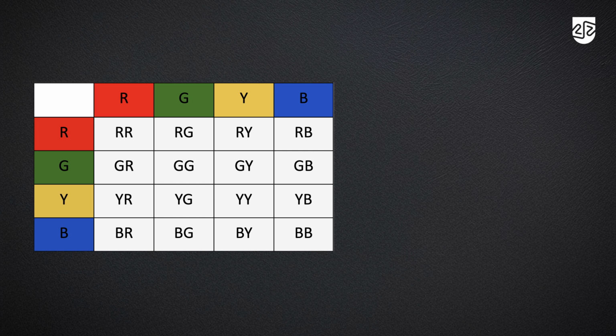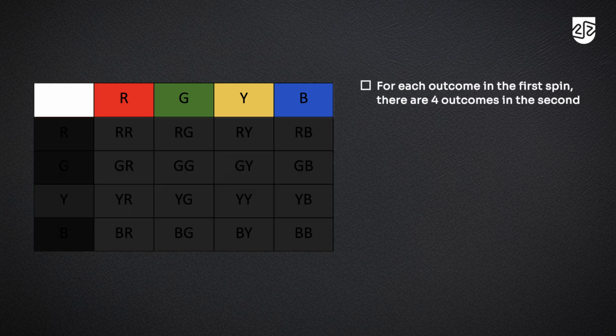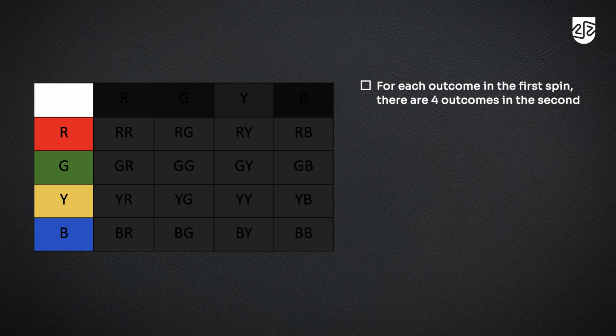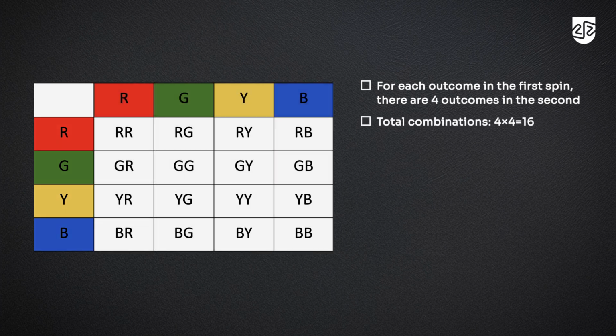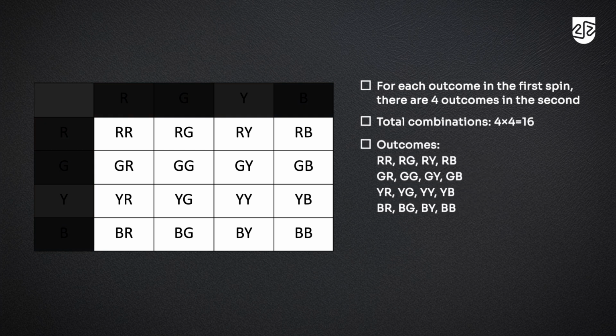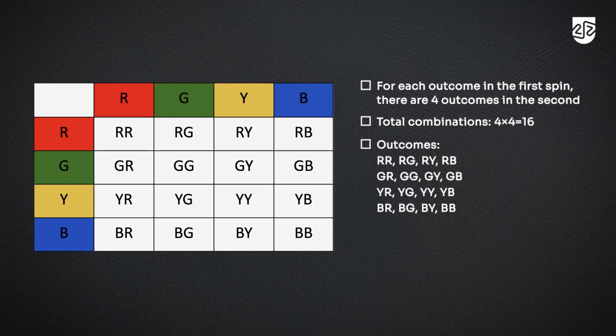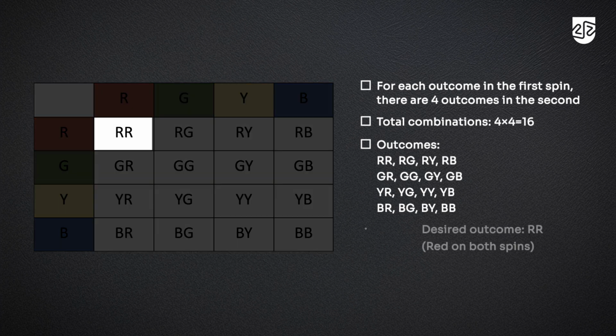Let's make this even more visual. Imagine a grid where the rows represent the outcomes of the first spin and the columns represent the outcomes of the second spin. When you fill in this grid, you see all 16 combinations. The intersection of the first row and the first column, representing red on both spins, is our desired outcome.